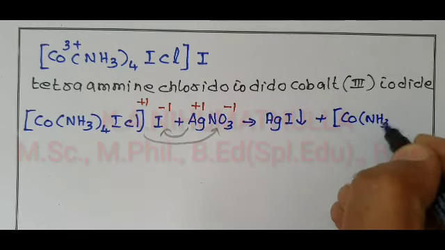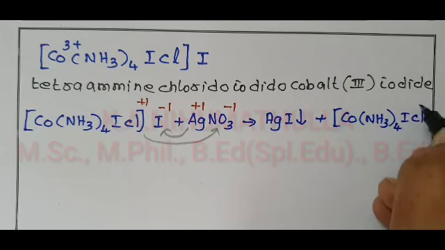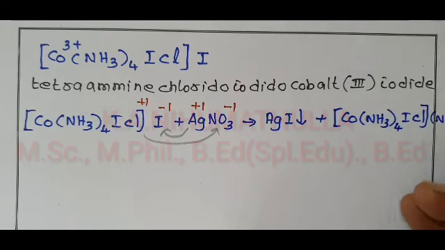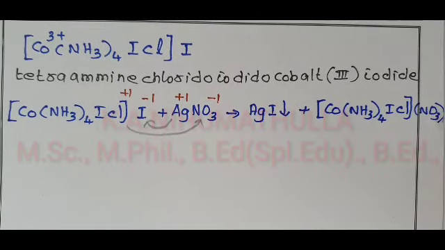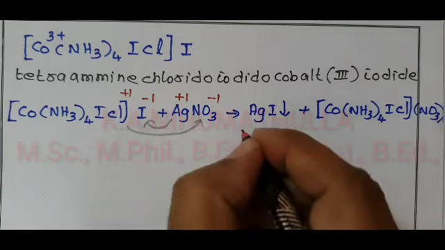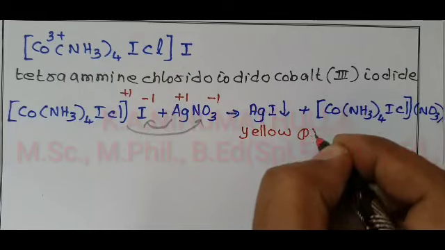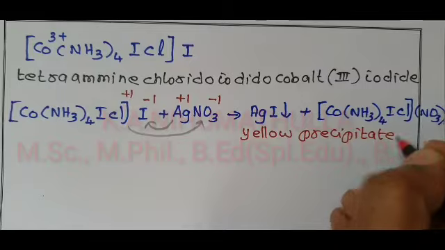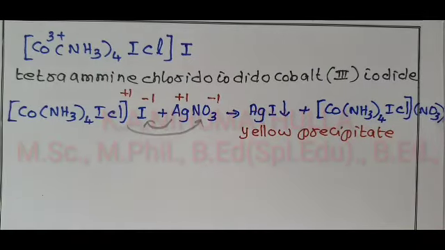NH3, how many times? 4 times, I, Cl. Now that NO3 is added on the outside of the complex. AgI is yellow precipitate. Formation of yellow precipitate indicates that silver iodide is formed. Formation of silver iodide indicates that I− is present as the counterion.